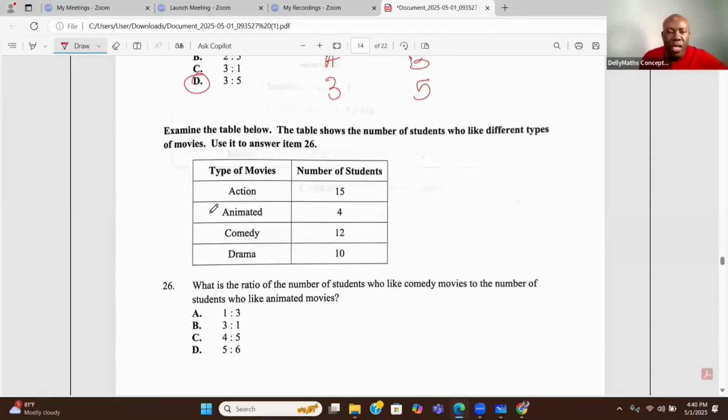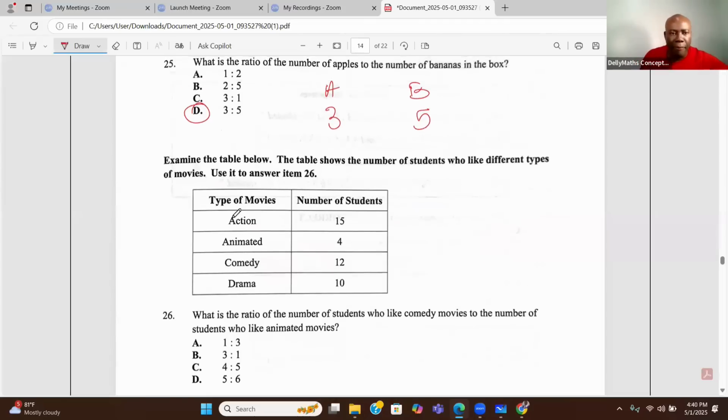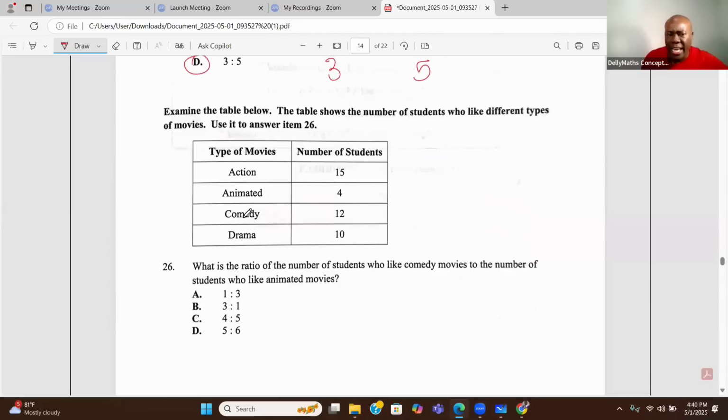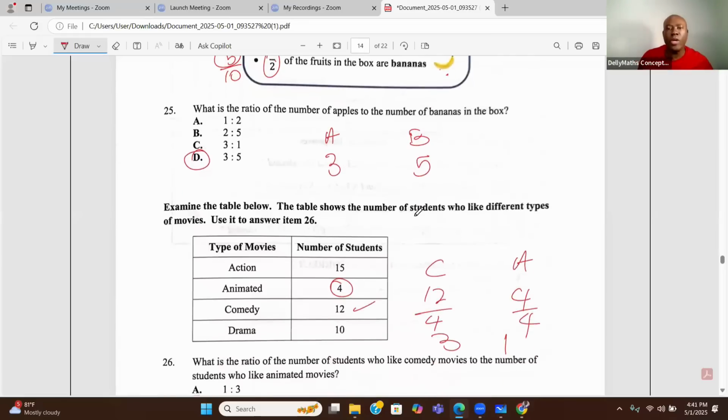We're moving on. So we want to examine the table below. All right, good. It says, what is the ratio of the number of students who like comedy movies to the number of students who like animated movies? So comedy, 12. Animated, 4. If this is not there, you're going to have to break this down. We could divide everything by 4. This is 3 to 1. So we're looking for 3 to 1, and it is at B. So 3 to 1 is there, it's at B, and we're good to go.